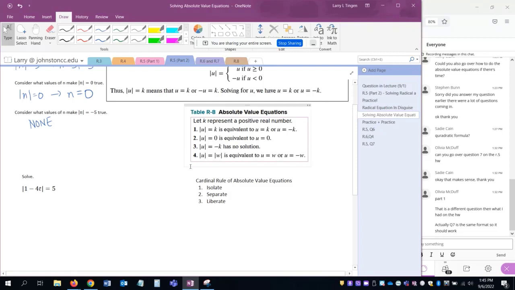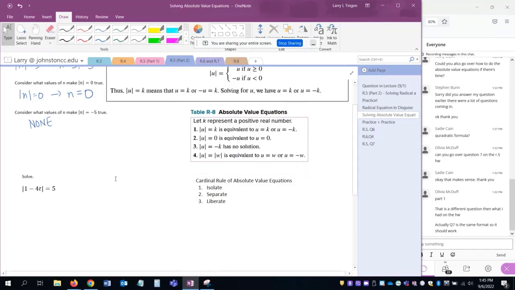And then lastly, we have a case where I have two variables. Absolute value of u is equal to the absolute value of w. That's equivalent to saying u is equal to w or u is equal to negative w. So what we do is we leave one side alone, we turn the other side into a plus minus.